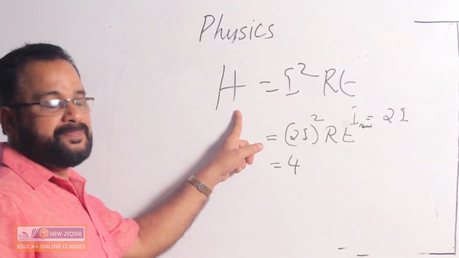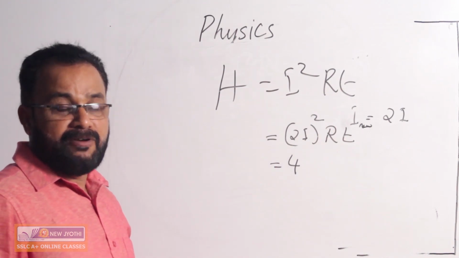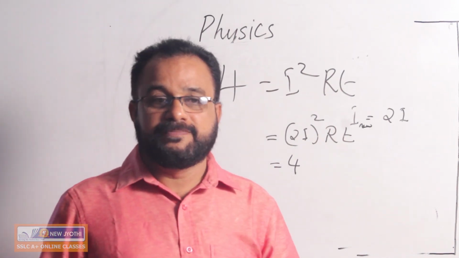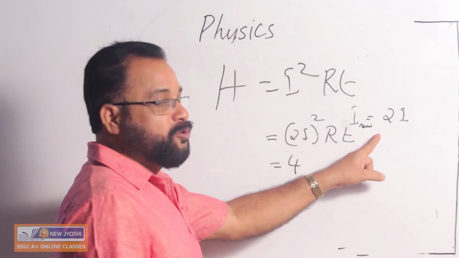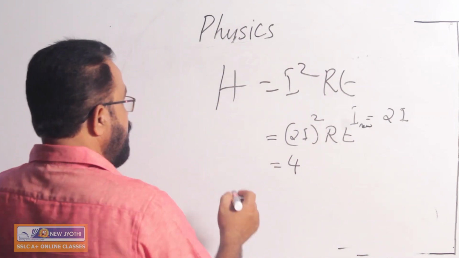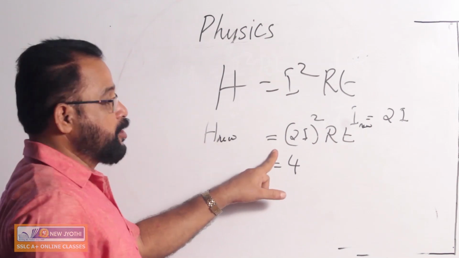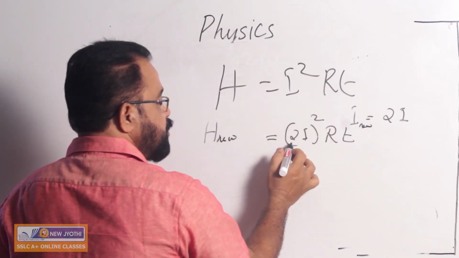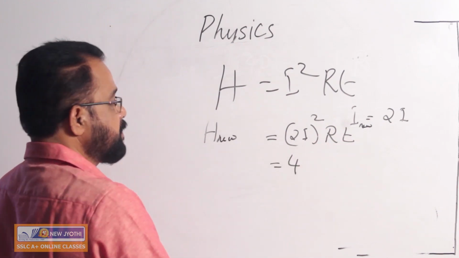According to Joule's law, H equals I squared RT. Again, what happens if I becomes 2I? That means I is doubled. So I new is equal to 2I. So H new will be equal to I square, that is (2I) the whole square, into R into T.